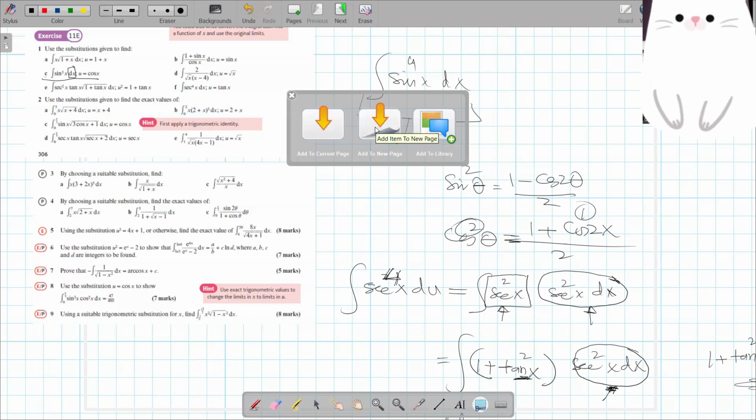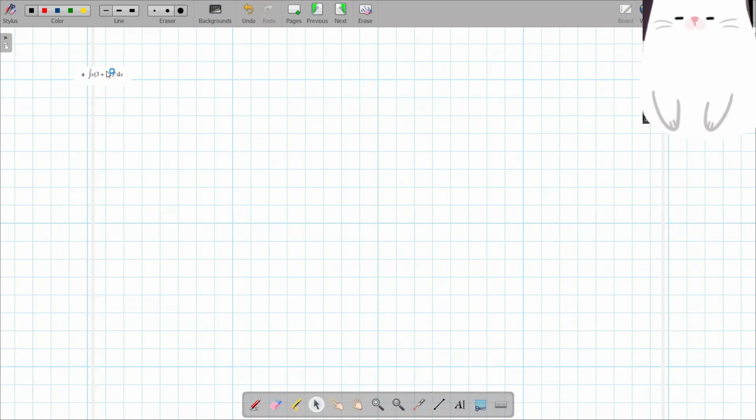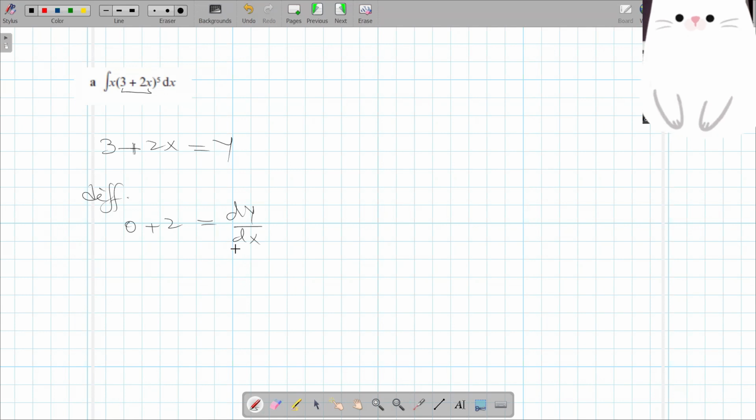I told you how to do this in the previous class. You find the inside, right? What is inside the power? What is inside the 3 plus power? So substitute 3 plus 2x equal to y or u or any other variable. Differentiate both sides with respect to x. So 0 plus 2 equals dy by dx. So take dx to the left hand side: 2 dx equals dy. So dx is equal to dy by 2.